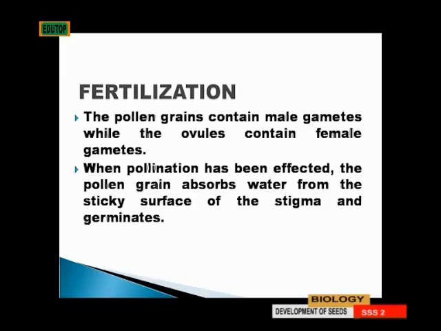The pollen grains contain the male gametes, just as the sperm contains the male gametes in animals, and the ovary contains the female gametes in animals. So the pollen grain is the one that contains the male gametes in plants. The ovules contain the female gametes.